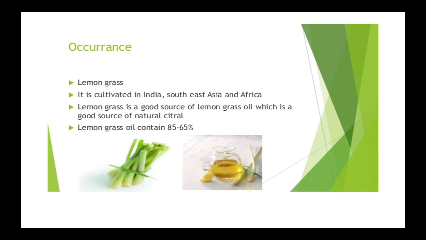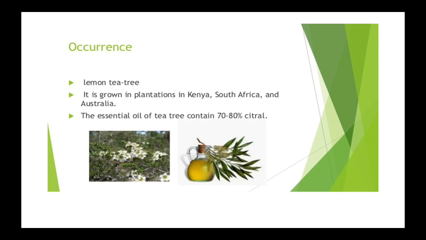Next, lemongrass. Lemongrass is also an occurrence of citral. It is cultivated in India, Southeast Asia and Africa. Lemongrass is a good source of lemongrass oil, which is a good source of natural citral. Lemongrass oil contains 65 to 85 percent citral.